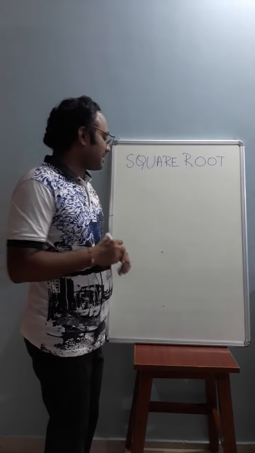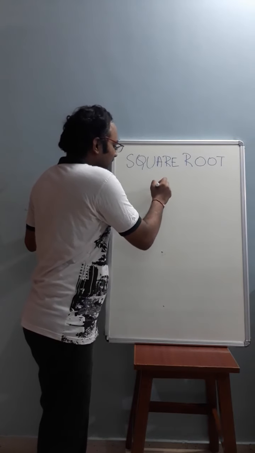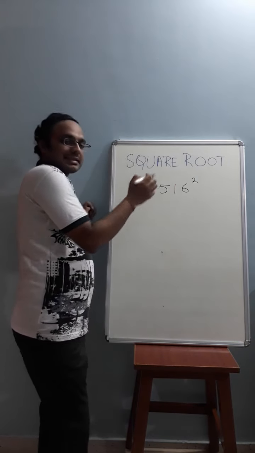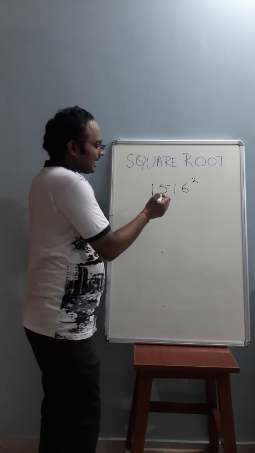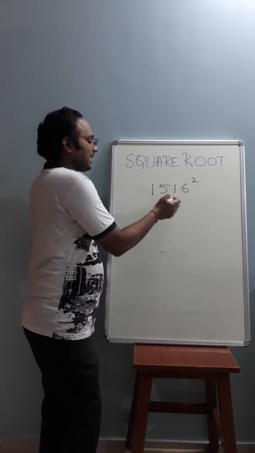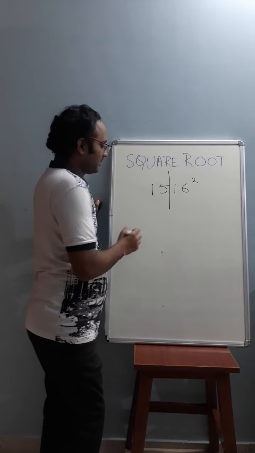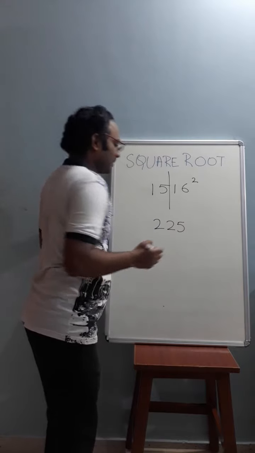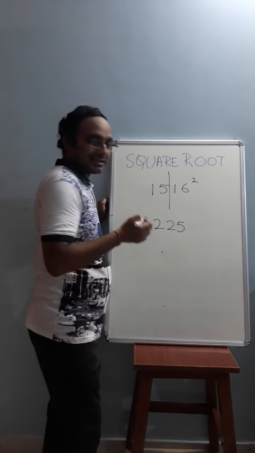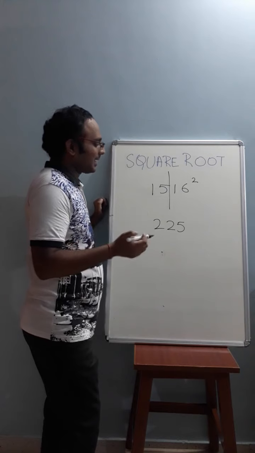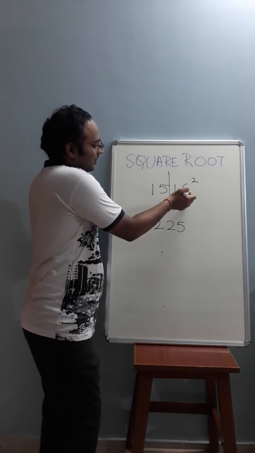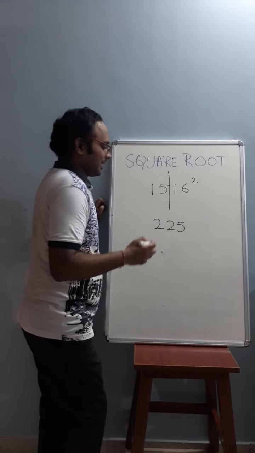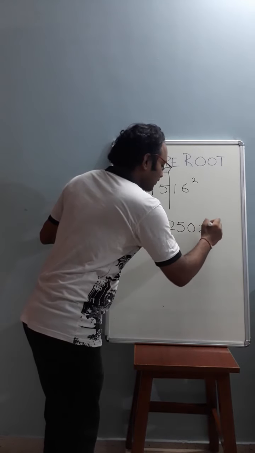Let's consider another example. Consider 1516 square. Write a slash after two digits from right hand side. Write 15 square, 225. Write 16 square. 16 square is 256. But we have written slash after two digits from the right hand side. 2 into 2 is 4. So we have to write it in 4-digit format. So write it as 0256.